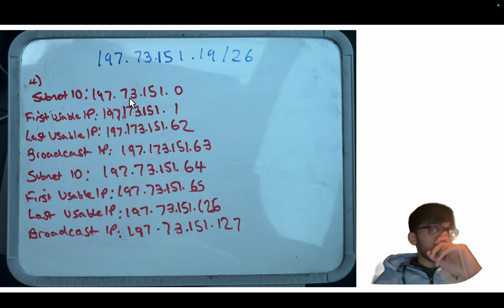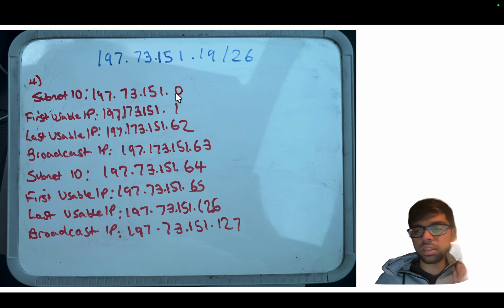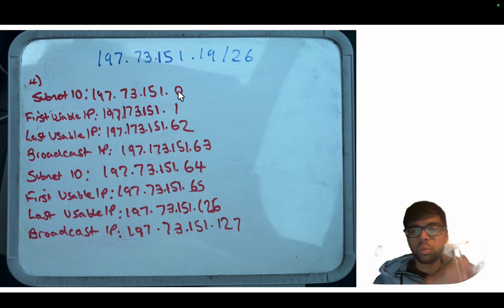Right, so what happens here now? Let's write out our subnets. So we start off with 197.73.151.0, okay? So that's the first IP address in this subnet, the first subnet. But that is the subnet ID, that's the result of the subnet ID. The first usable IP address is the one that follows, so that's .1.